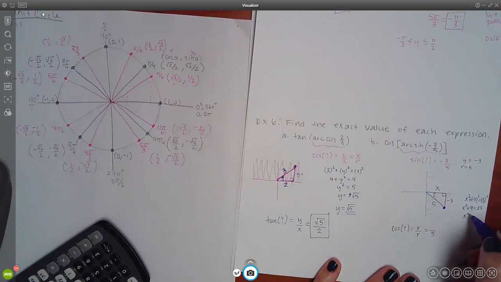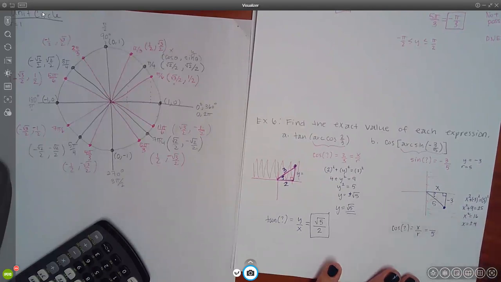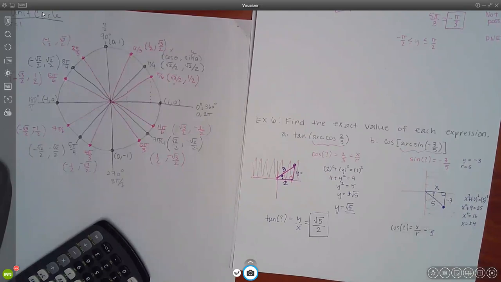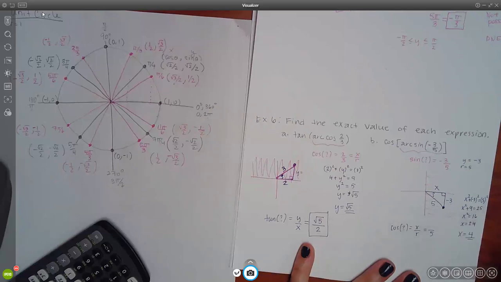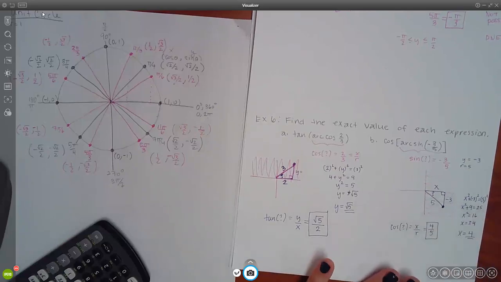So then if I minus 9, I get actually 16. And if I take the square root, you do get plus or minus 4. But which one do I choose? I'm in quadrant 4. So what's the x value there? Positive. So we have to choose positive 4, which means our ratio is going to be 4, positive 4 over 5.